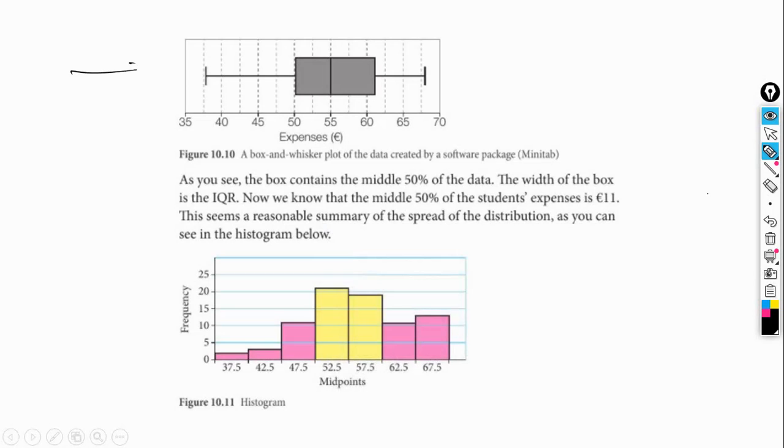So here you see a box and whisker plot of the same information, but this time created by a software package called Minitab. Then what you can see is that this box here contains 50% of the data. The width of the box is the IQR, remember. So this would be the IQR, the width of the box. And that tells us that about 50% of the students' expenses is within 11 euros, which seems reasonable if you look at the spread of the distribution. And we can see that in the histogram below.